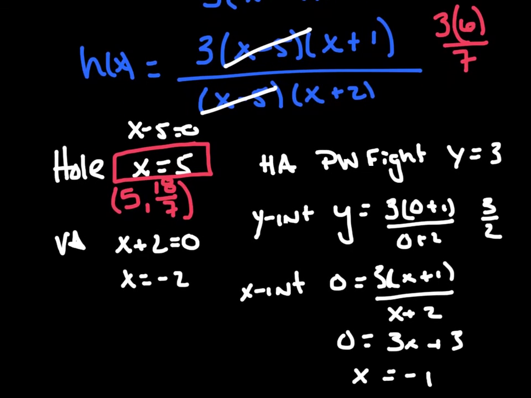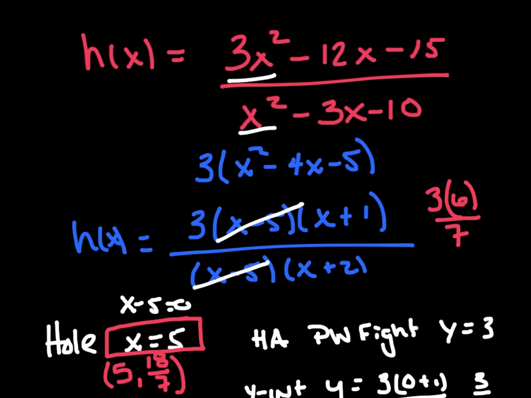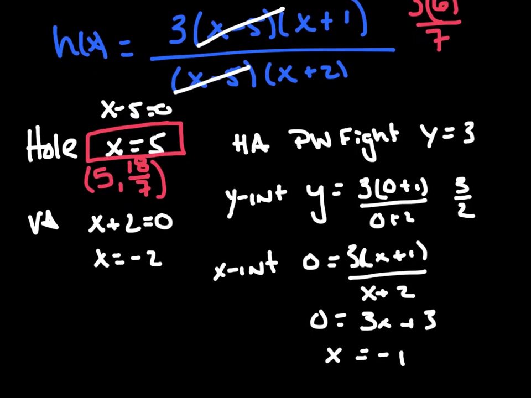All right, here's the rest of my work. Vertical asymptote: set whatever's left in my denominator equal to 0. I got x equals -2. Make sure it says x equals. Horizontal asymptote is simply a power fight. I think sometimes it's easier to do it of the original, so I looked back here and did my power fight. So I got y equals 3. Y-intercept: plug 0 into x. I got y equals 3/2.